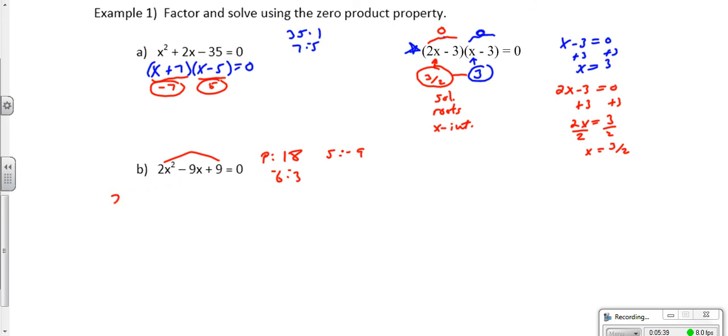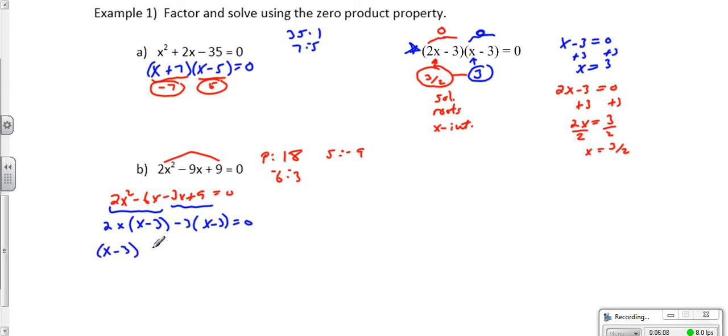So I would have 2x squared minus 6x minus 3x plus 9 equals 0. And then I will factor by grouping. I'll take a 2 and an x out, and I'll be left with x minus 3. On this one I'll take a negative 3 out, and I'll be left with an x minus 3. And then now I'm going to factor out an x minus 3, and I'm left with 2x minus 3. There's the first part, there's the second.